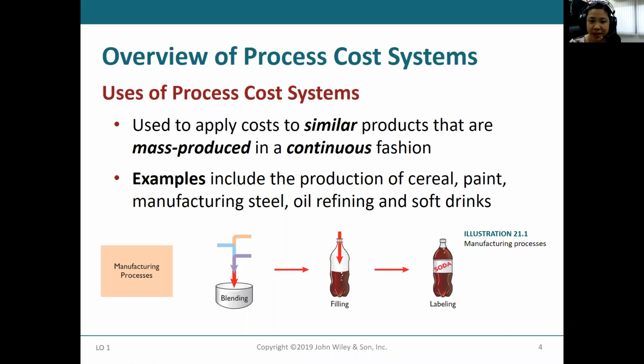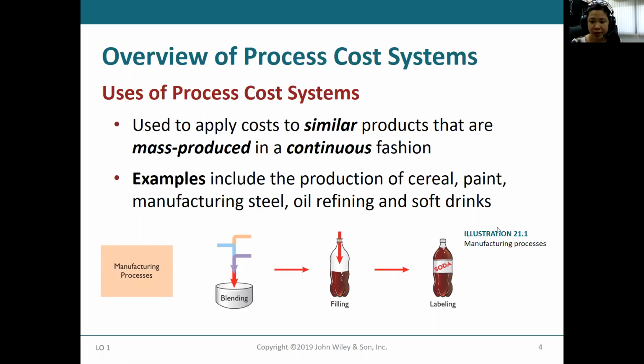We learned last time that we only use a process costing system when we produce a large number of similar products, and normally the production is mass production or continuous production. For example, you produce a large number of cereal, paint, steel, oil refining, or soft drinks. So normally for a process costing system, the products will go through different processes until the end.